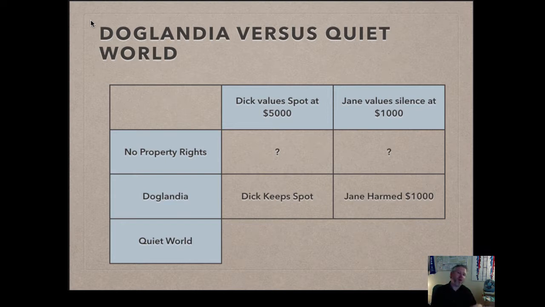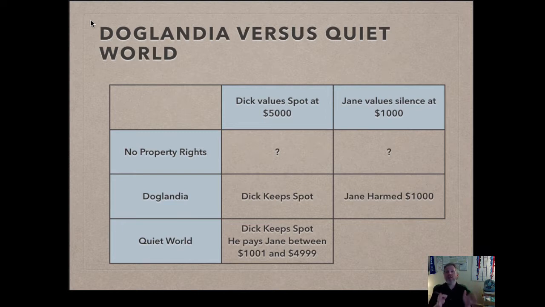Jane might counter and say, "Well, Dick, you value Spot at $5,000. I have the property right here. Why don't you give me $4,999? All right. Then I'll be happy, and you'll get to keep Spot, and you'll be happy." All right. So what we know is that somewhere within that interval of 1,001 to 4,999, Dick will pay Jane somewhere between there. They'll have to bargain over it, and it depends on their relative bargaining ability or whatever it is. But there is a huge range of values at which Dick would pay Jane.